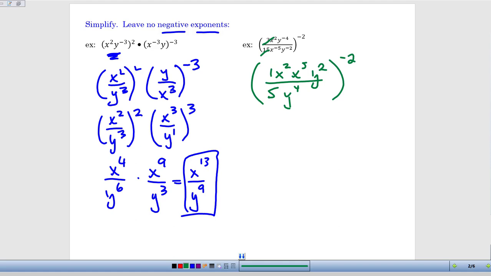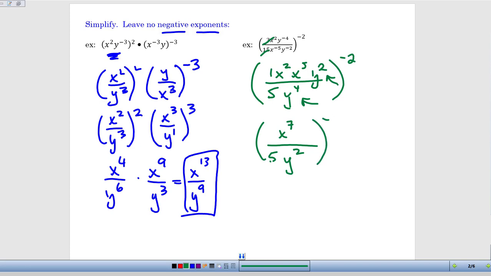So up in the numerator, I've got x to the second times x to the fifth. So that's going to combine to give us x to the seventh. And then with the denominator, I still have a 5 down here on the bottom. And then with the y's, I have a y to the fourth on the bottom. I have a y to the second on the top. So I'm going to subtract those exponents. But instead of going 2 minus 4 and then ending up with a negative exponent on the top, I'm just going to take the larger exponent on the bottom and subtract the smaller exponent on the top. But then that means that my result is going to be in the denominator. So we end up with a y squared in the bottom.